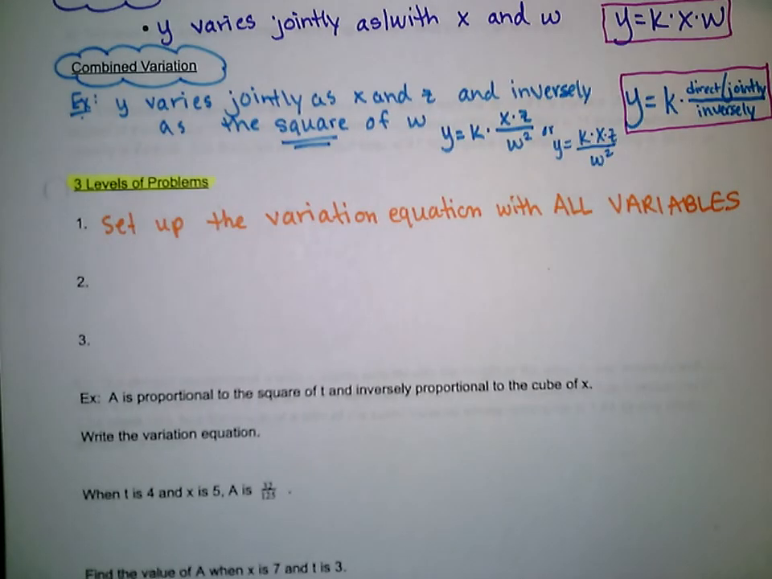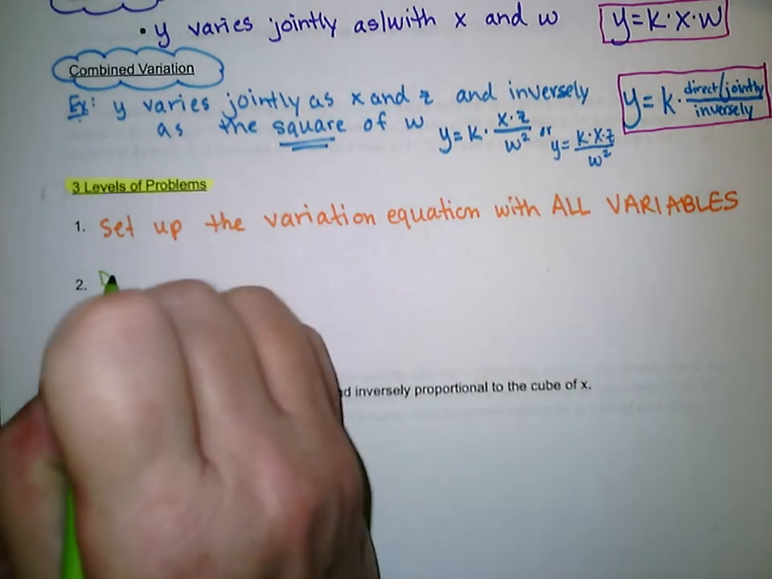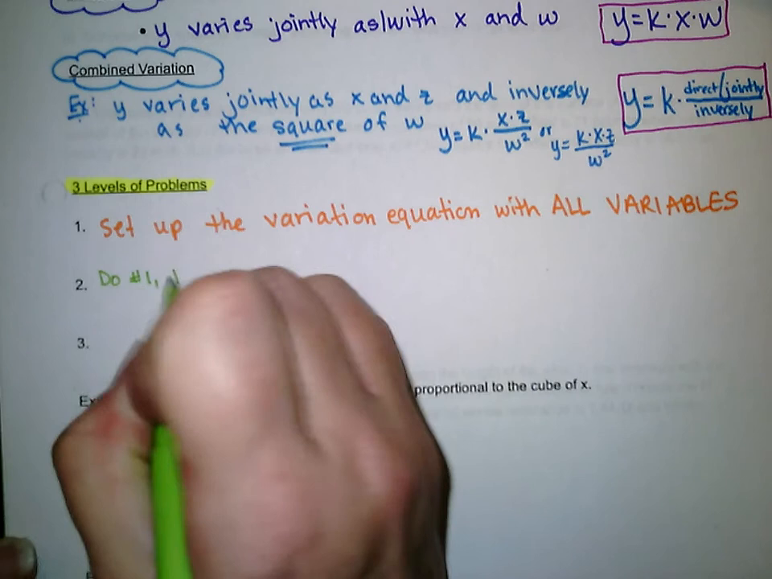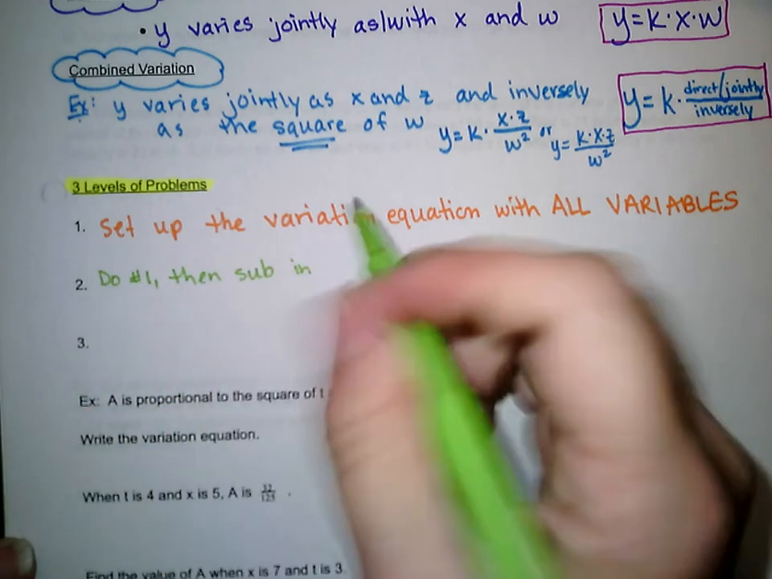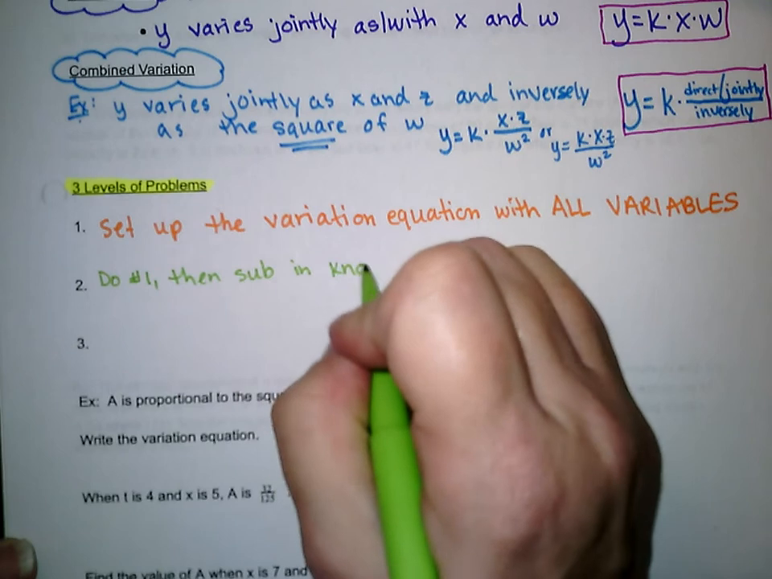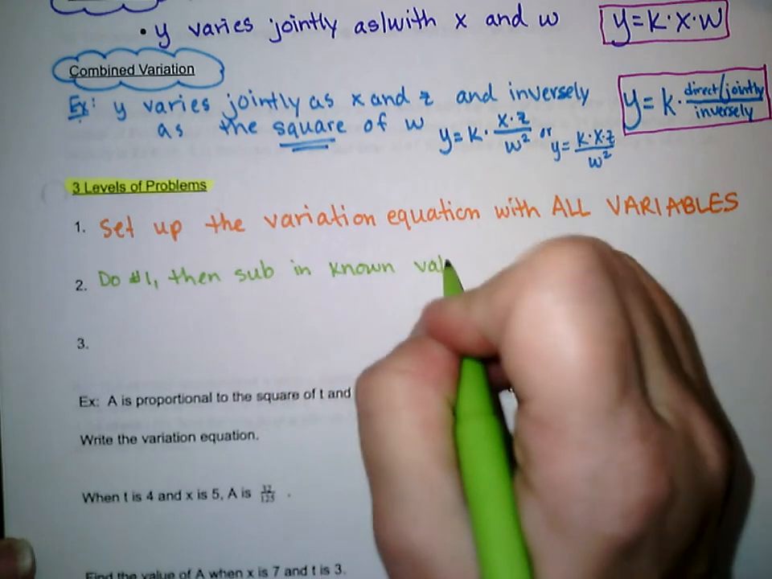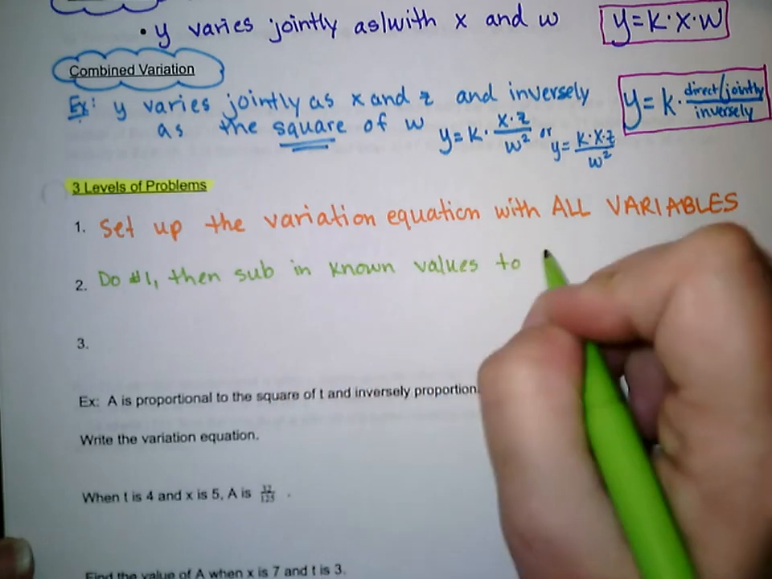Level 2, then we're going to go a step further. We're going to do number 1. Then we're going to sub in one set of known values to find k.